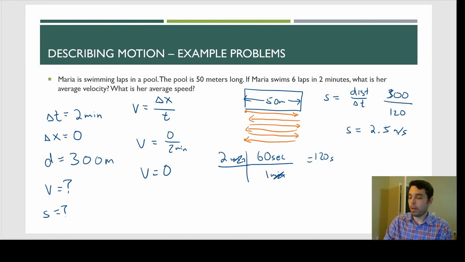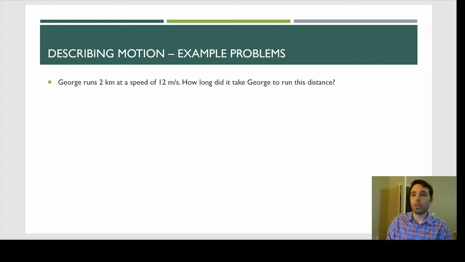All right, I'll do one more problem here. And this time we got George. George is doing a little run, going for a run. George runs 2 kilometers at a speed of 12 meters per second. How long did it take George to run the distance?